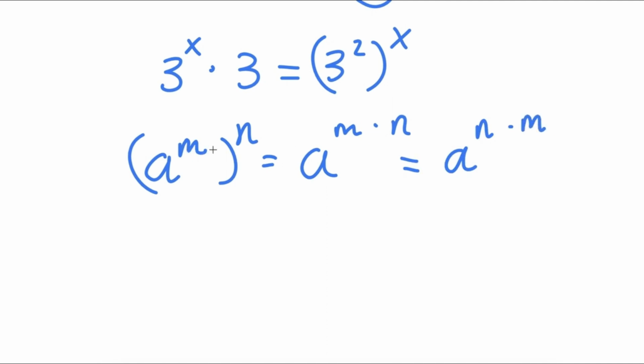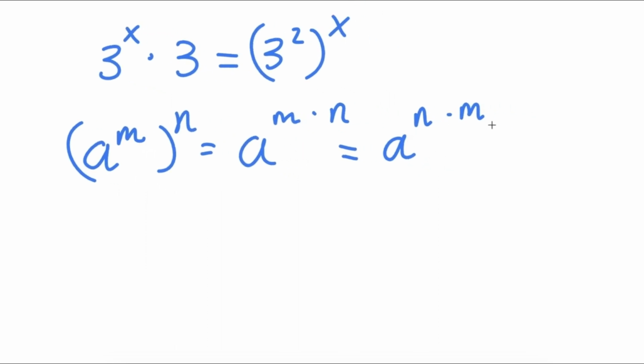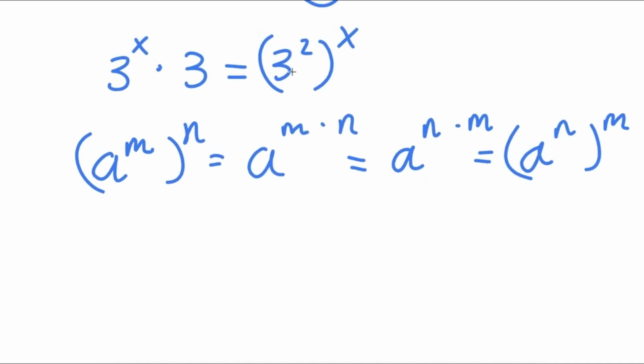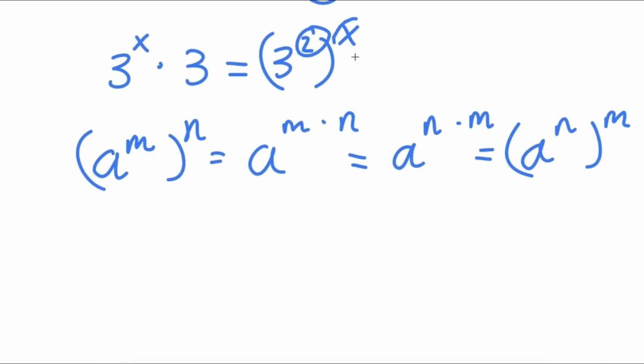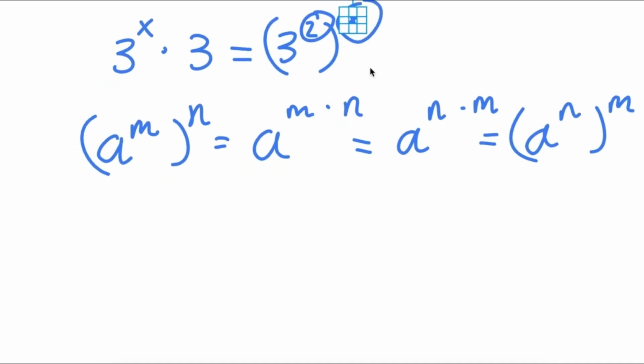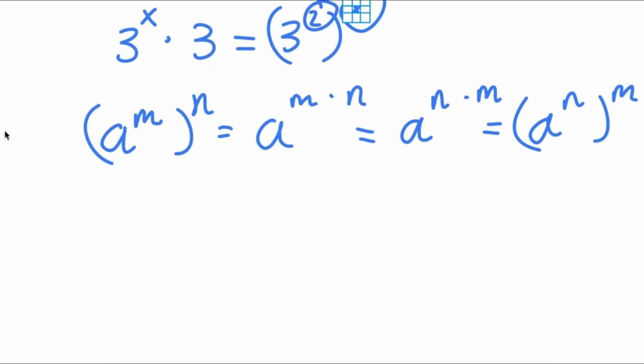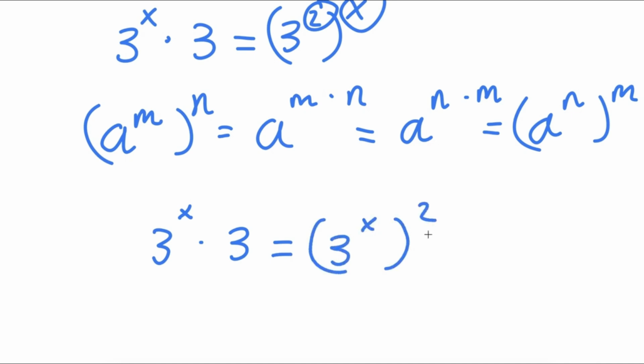So if (a to the power of m) to the power of n is equal to a to the power of m times n, then a to the power of n times m should equal (a to the power of n) to the power of m. So for (3 to the power of 2) to the power of x, I can switch the places of 2 and x. So now that's the same thing as 3 to the power of x times 3 is equal to (3 to the power of x) to the power of 2.